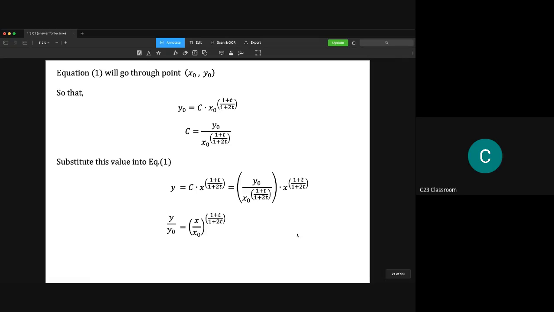The question says that this streamline goes through the point x0, y0. If you have an unknown constant in an equation, you can determine it if you know the coordinates that the line goes through. So we have x0, y0. We substitute the values and get the value of c. Now this is the value of c. Then we substitute it into the previous equation, equation 1, and finally we get these terms.